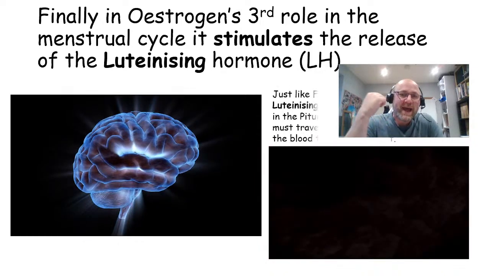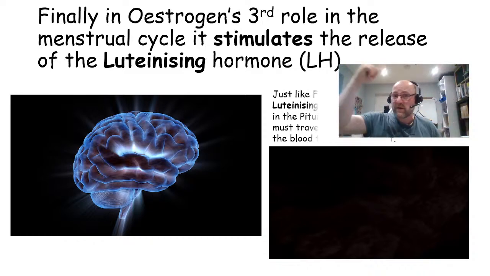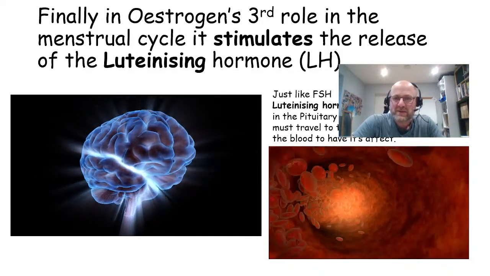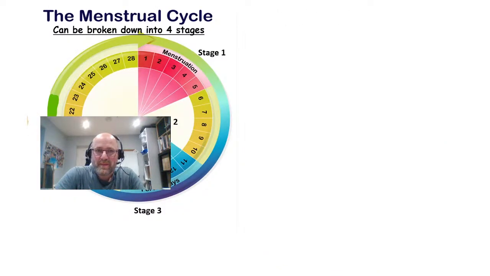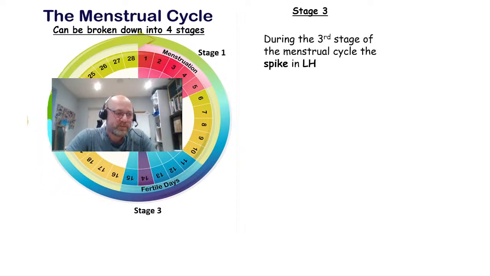Okay, by the way, where's LH made? Anyone? Where is luteinizing hormone made? Is it made in the ovaries or up here with FSH in the pituitary gland? Not the pancreas. No problems. Yeah, pituitary gland. Well done. In the brain, in the pituitary gland. Just like FSH, it's made there.